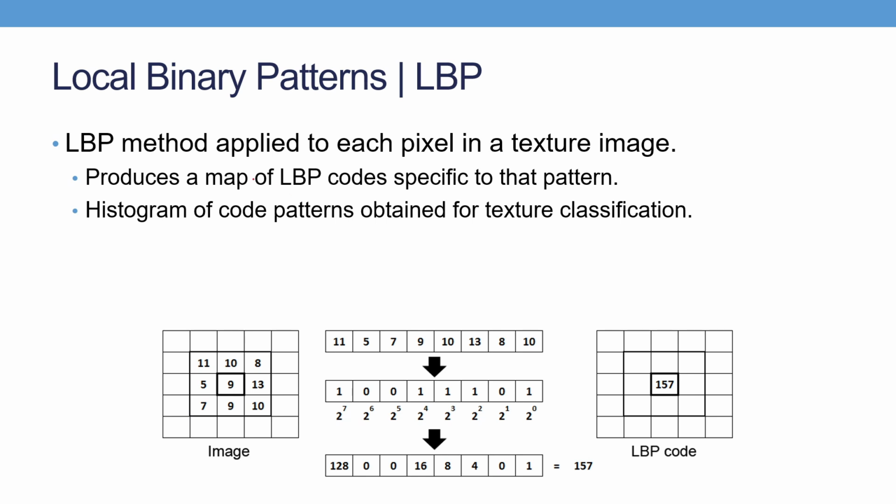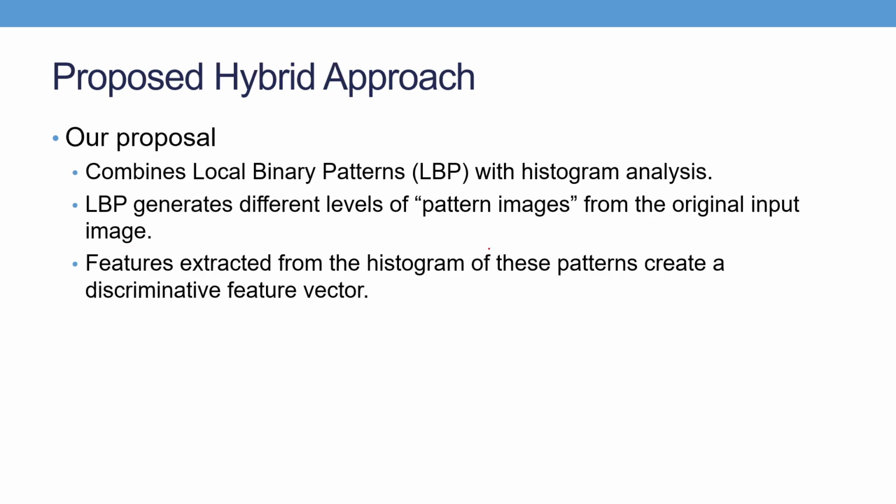How? The LBP method is applied to each pixel of the texture image. This code generates a pattern. Usually, a histogram of these codes is used for texture classification. In our paper, we are proposing a hybrid approach.